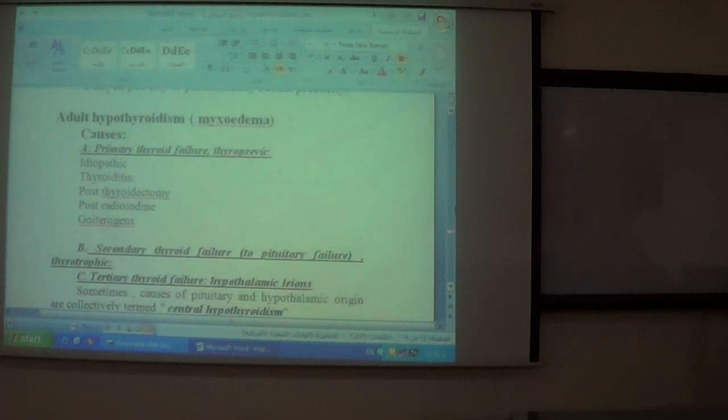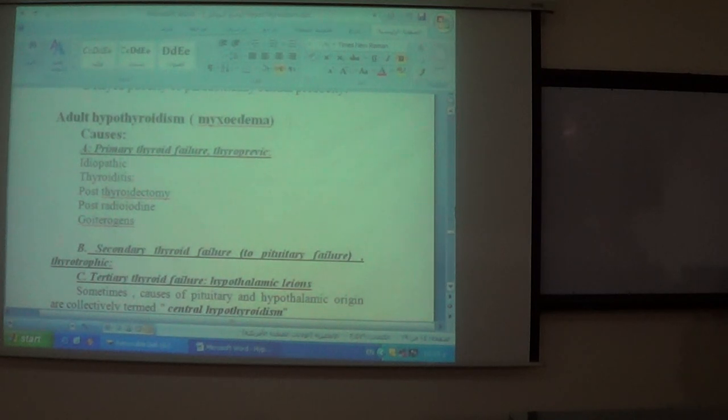Adult hypothyroidism or myxedema. We have two groups of causes. First group is primary thyroid failure, where we have a lesion in the thyroid gland itself, an anatomical part. Causes may include idiopathic unknown cause, or thyroiditis, post thyroidectomy, post radioiodine, or use of goitrogens. Goitrogens may include food or food supplements or drugs, which can destroy the thyroid gland. So, in all these categories, the lesion is in the thyroid itself.